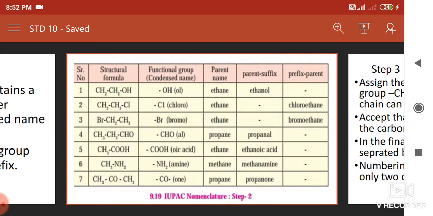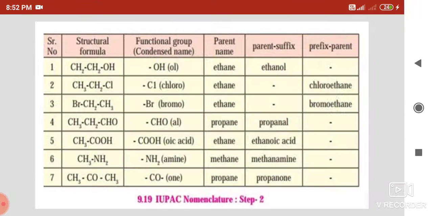Okay, now you can see in the table that the different functional groups and their names are given. It is given in the textbook on page number 122, you can see it in the textbook also. For CH3CH2OH, the functional group is OH, so we have to say alcohol, OL. Ethane, E we have to replace, we write ethanol. Similarly for CH3CH2Cl, Cl is the functional group, the parent name is ethane, 2 carbon atoms are there, and therefore its name is prefix plus parent, chloroethane.